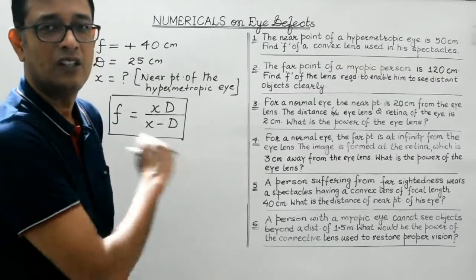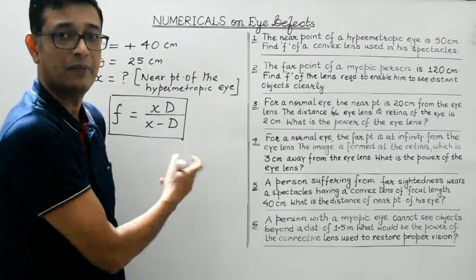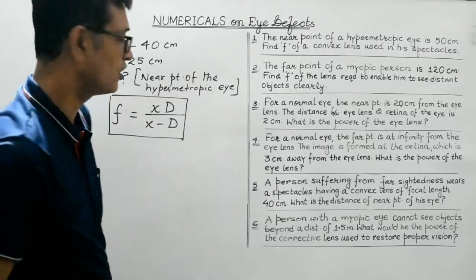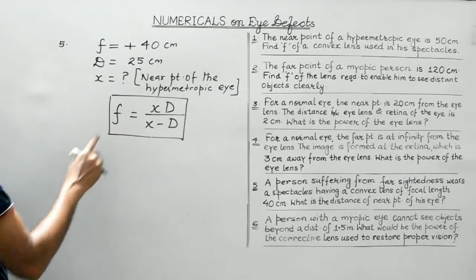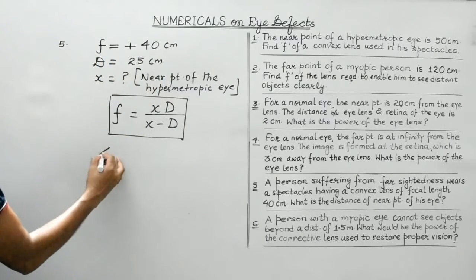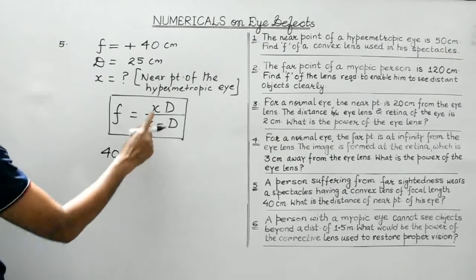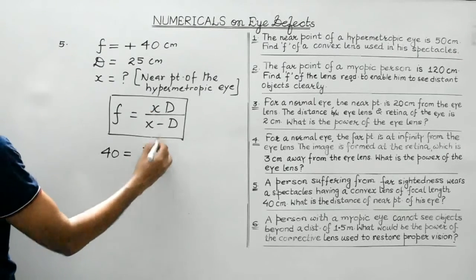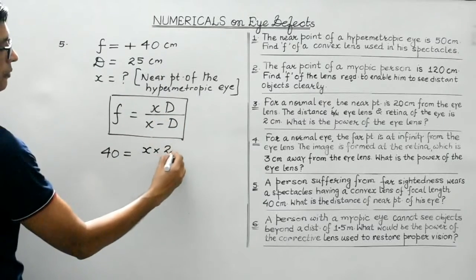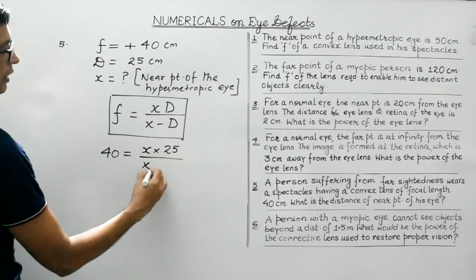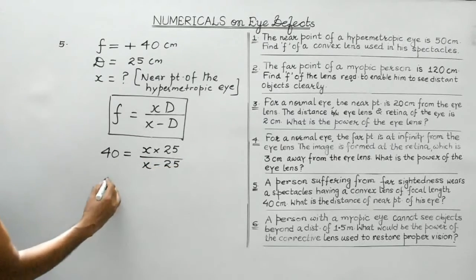But anyway, coming back to this question, this formula can be directly used. Just now we saw how this formula came, by using the lens equation. Anyway, let's substitute the values. F is given to be plus 40, X is to be found, D is to be taken as 25. So 40 equals 25X divided by X minus 25.